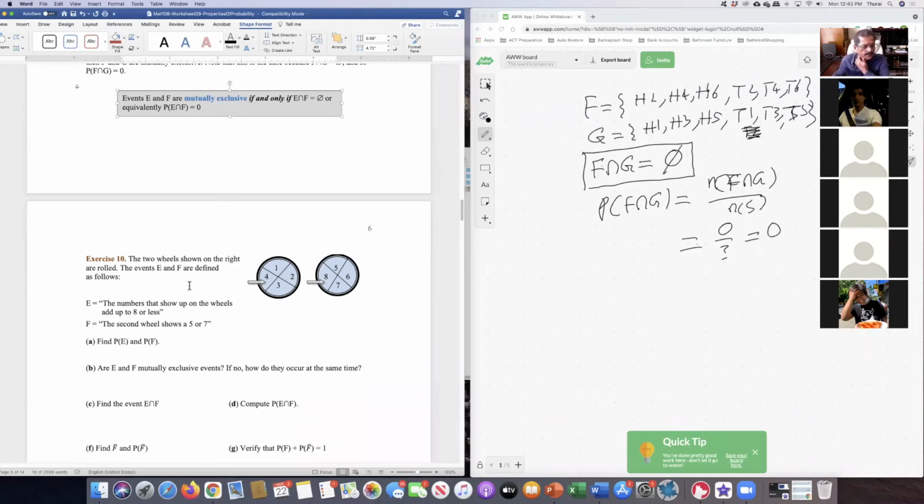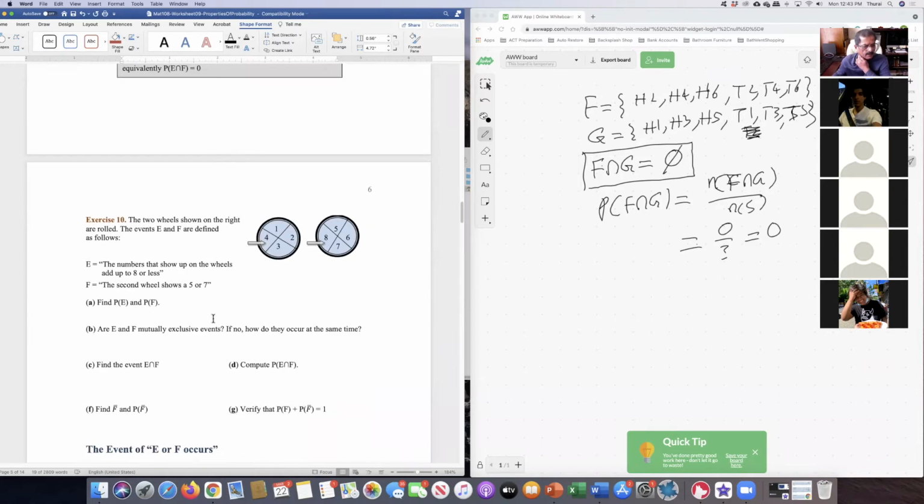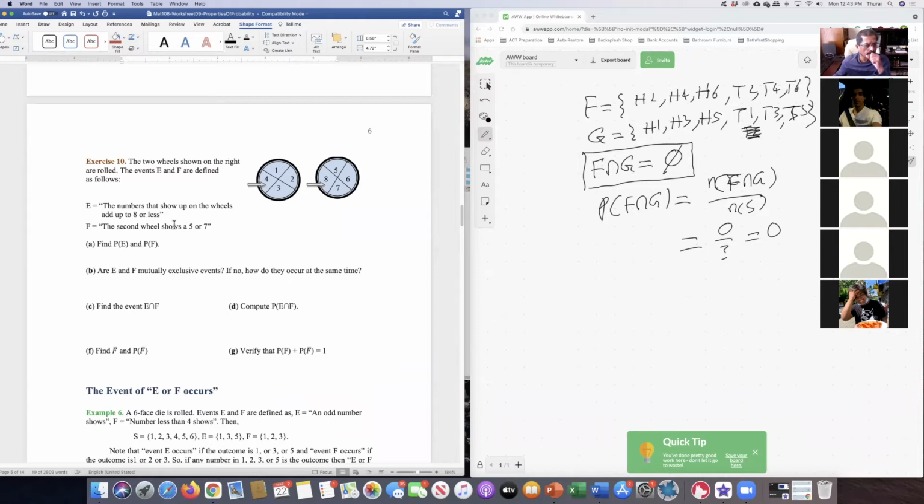Okay, so let's look at another example. Two wheels are rolled, the wheels on the right side, and the numbers show up. Event E is defined as the numbers that show up on the wheels add up to 8 or less. Event F is defined as the second wheel shows 5 or 7. Then find the probability of E and F. That means we have to write out E and F. So can somebody tell me what would be E, the elements of E?